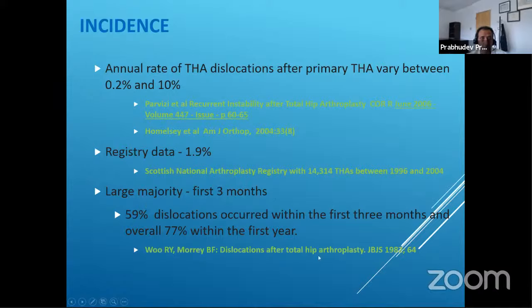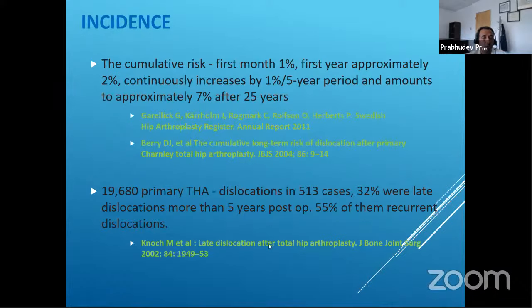In this study, an older study but an important one, it was demonstrated that close to about 60% of the dislocations occurred within the first 3 months, and almost 77% of them happened in the first year after hip replacement surgery. So the cumulative risk of dislocation following hip replacement surgery is about 1% in the first month, and about 2% in the first year, approximately. It increases by about 1% every 5-year period, and amounts to close to about 7% after 25 years.